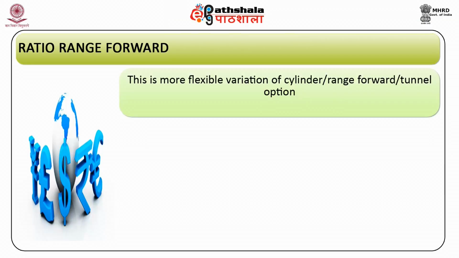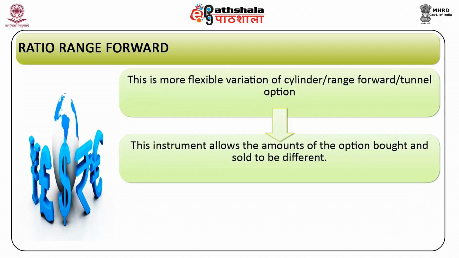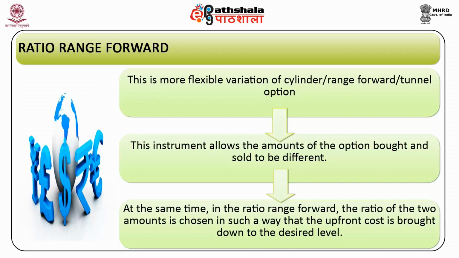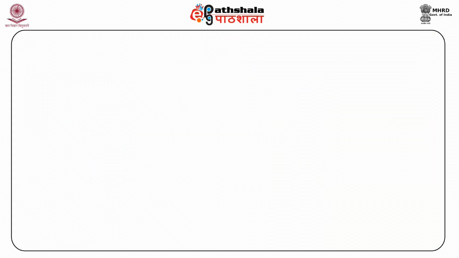Ratio range forward. There is a more flexible variation of the cylinder, range forward or tunnel option. This instrument allows the amount of the option bought and sold to be different. At the same time, in the ratio range forward, the ratio of the two amounts is chosen in such a way that the upfront cost is brought down to the desired level.